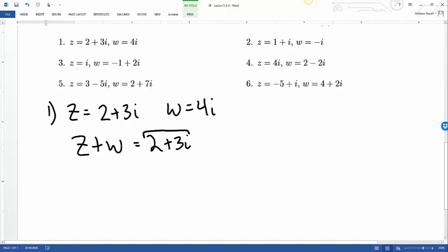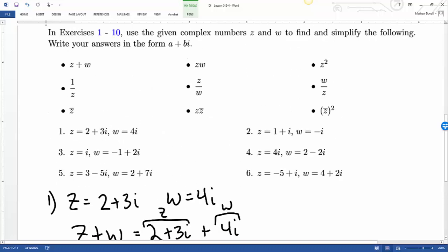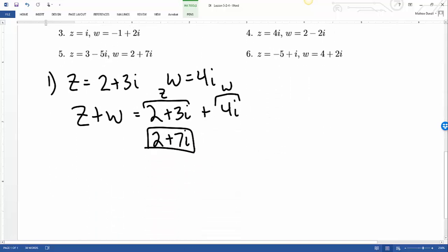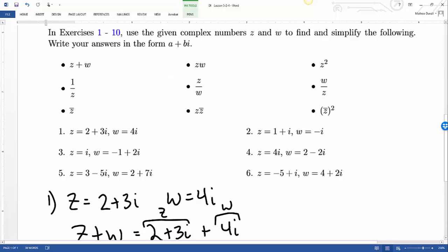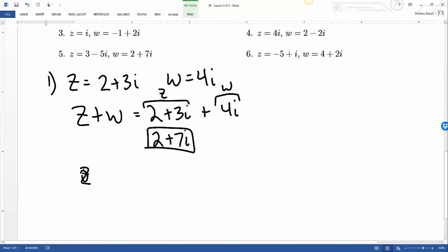right? That's my z plus my w. There's my w. Add them together. So you get 2 plus 7i. Then you get z times w. Actually, I'll go in the order of the dots. So 1 over z.